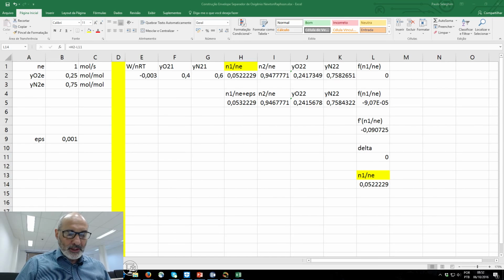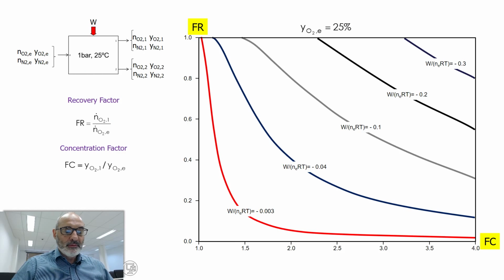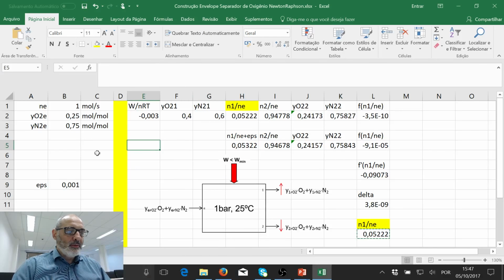What we do now, that's a copy of the spreadsheet. We do this for different amounts of work and different amounts of oxygen. Let me explain how this graph can be obtained. I'm varying the amounts of work: minus 0.03, minus 0.04, minus 0.1, minus 0.2, minus 0.3. Then I start by fixing the concentration of oxygen and making the solution. Let me show you that on my spreadsheet.